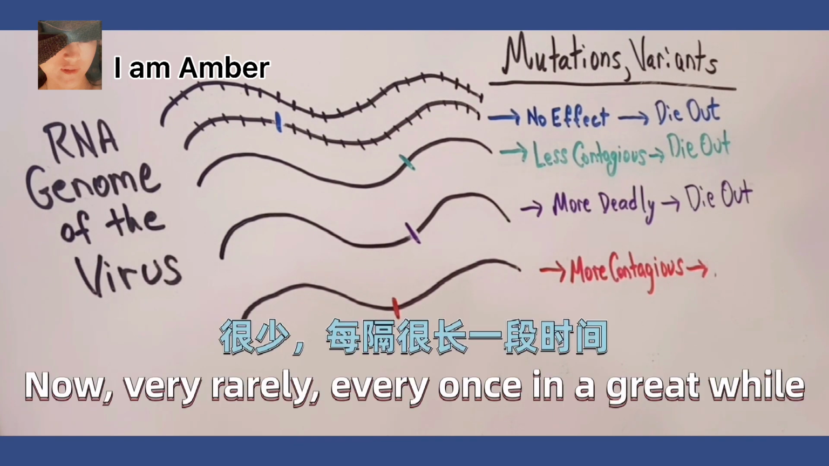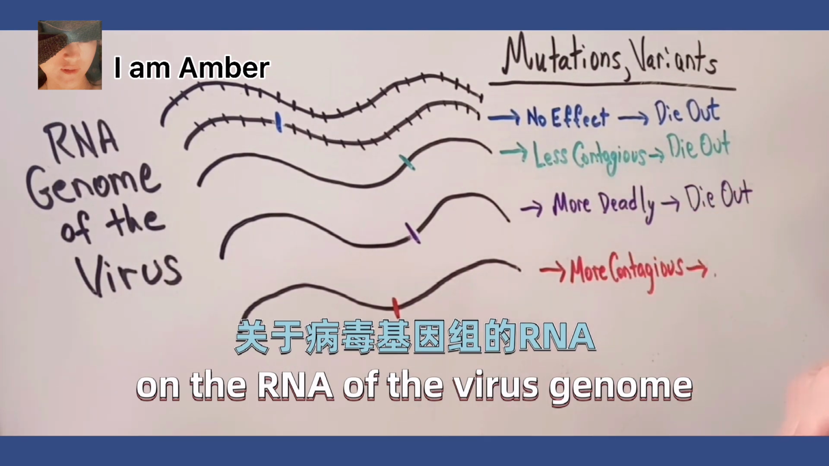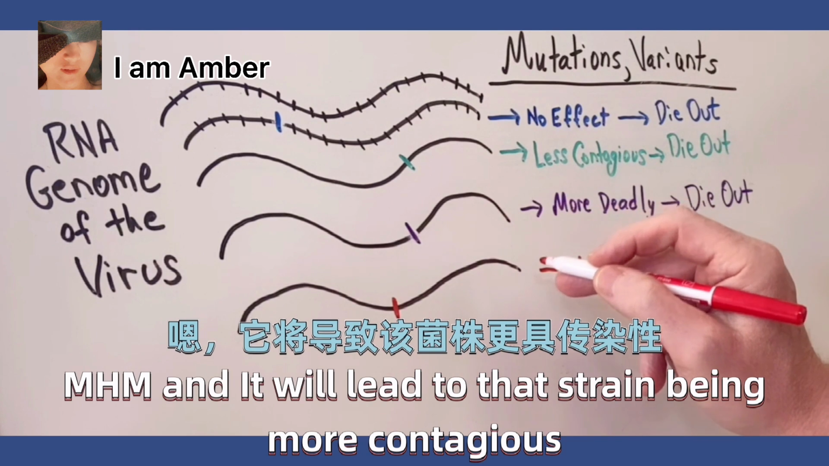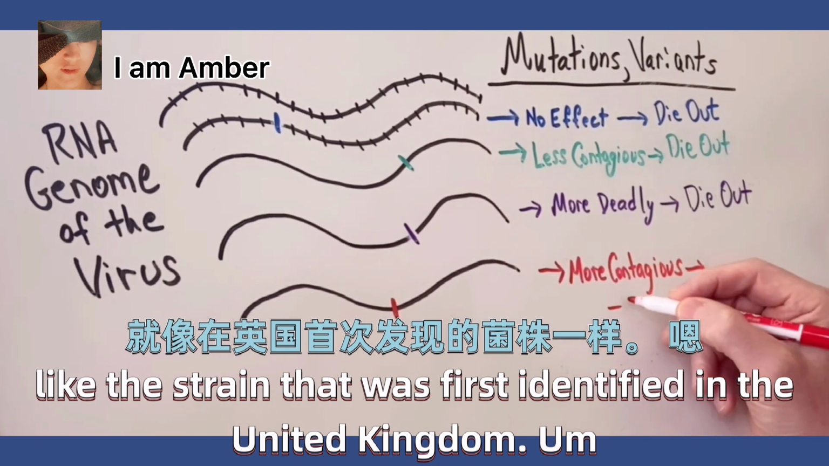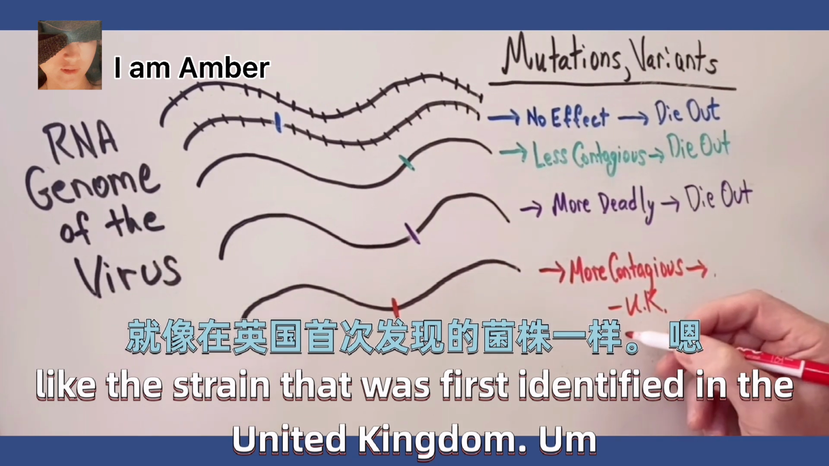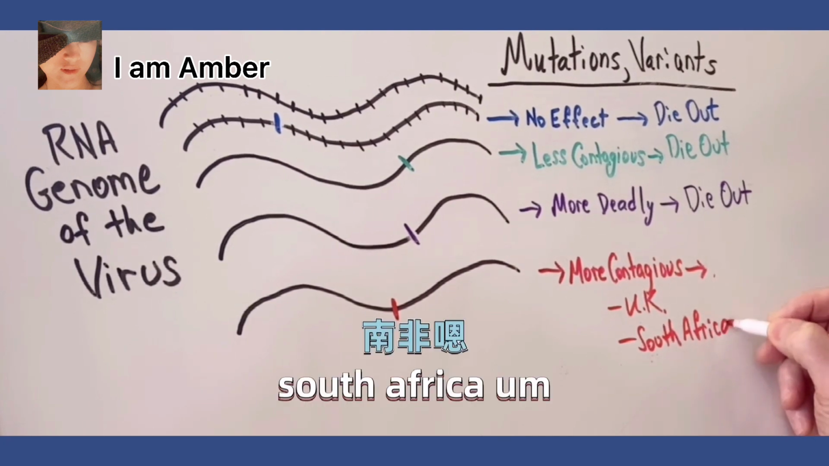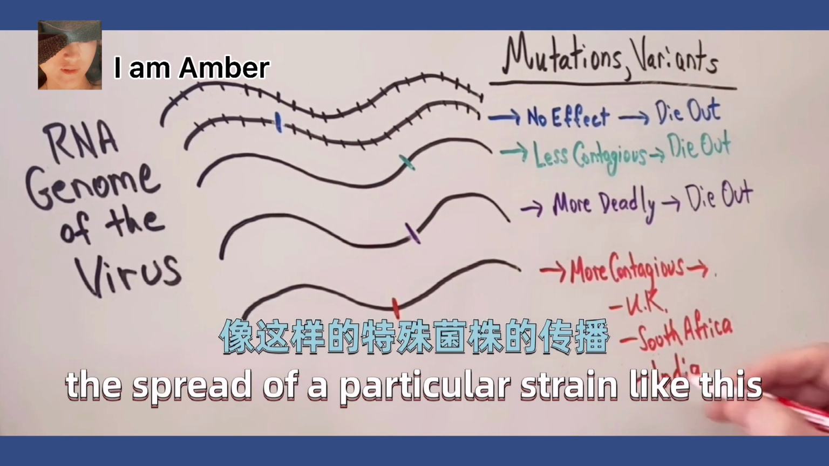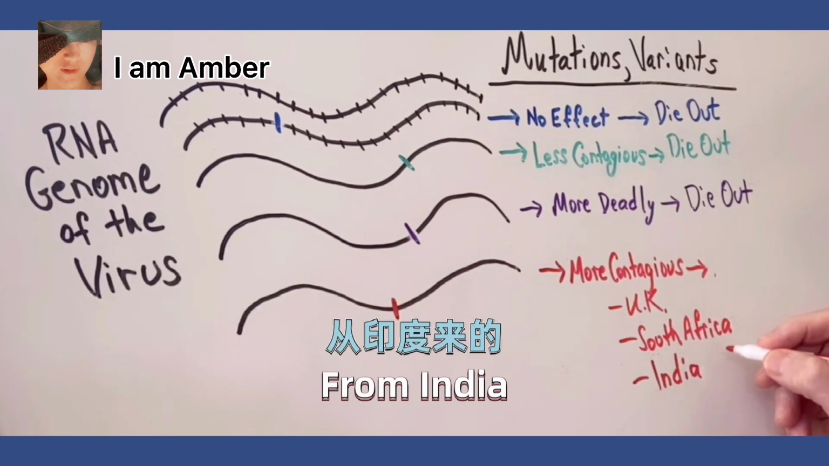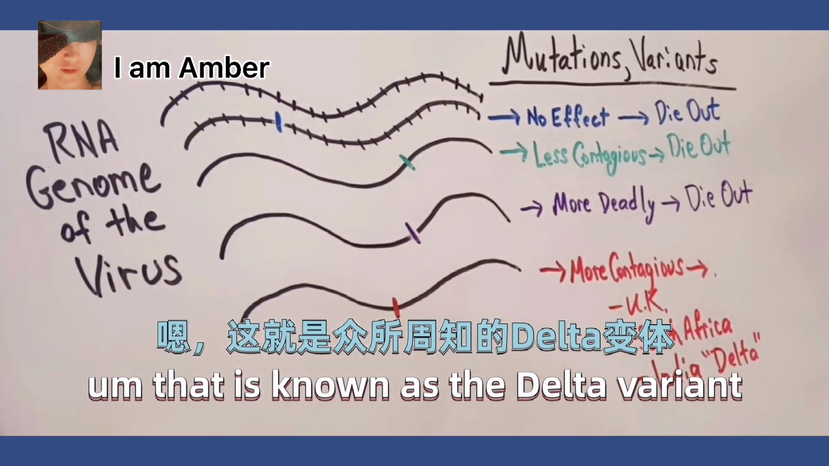Now, very rarely, every once in a great while, there will be a mutation some other place on the RNA of the virus genome, and it will lead to that strain being more contagious. Like the strain that was first identified in the United Kingdom. There was one that was in South Africa. And now we are seeing the spread of a particular strain like this from India that is known as the Delta variant.